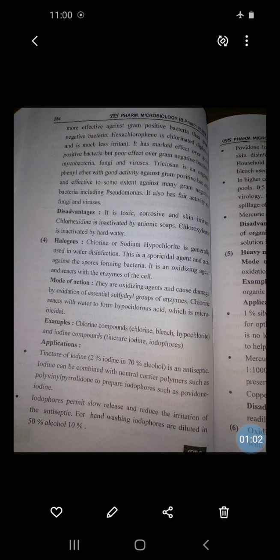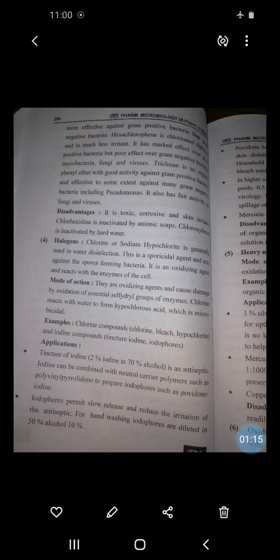Examples of halogens: chlorine compounds, for example chlorine, bleach, and hypochlorite, and iodine compounds, for example tincture of iodine and the iodophores. Then we will see the applications of halogens. The tincture of iodine is 2% iodine in 70% alcohol. It is used as an antiseptic.